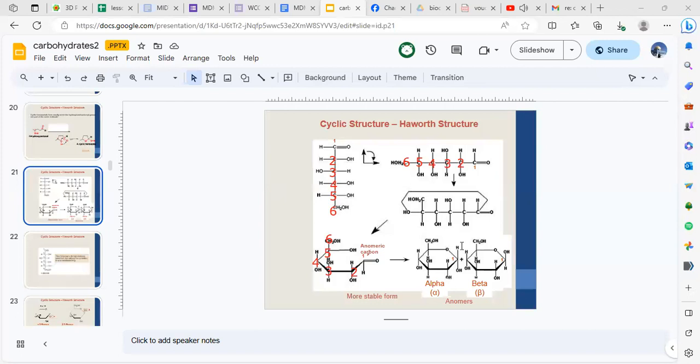So if the H is found on top, it's called alpha. If the OH is found at the top, it's beta anomer. Okay, so this is alpha D glucose. This is beta D glucose. So how do you differentiate between alpha and beta? Again, the H is found on top for alpha. For beta, the OH is found on top. So I use the mnemonic ABO. Okay, so that helps me remember that when it's alpha, the H is on top. When it's beta, the OH is on top.